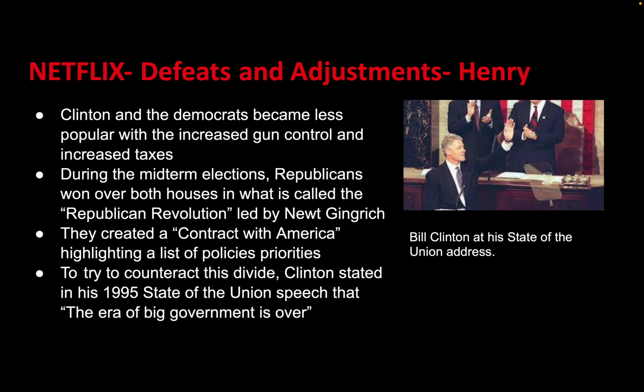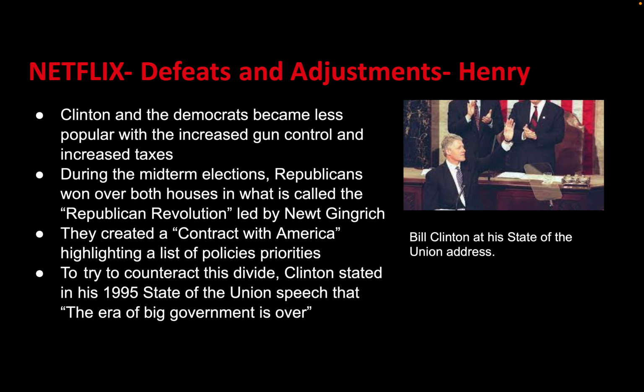Defeats and adjustments: Clinton and the New Democrats became less popular with the increased gun control and increased taxes. Bill Clinton believed in taxing the rich and taxing less for the low-income people. That is why rich people sided with the Republican ideals instead of the Democratic ideals.